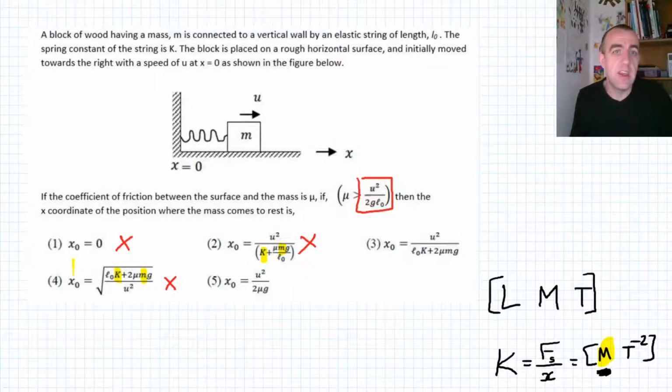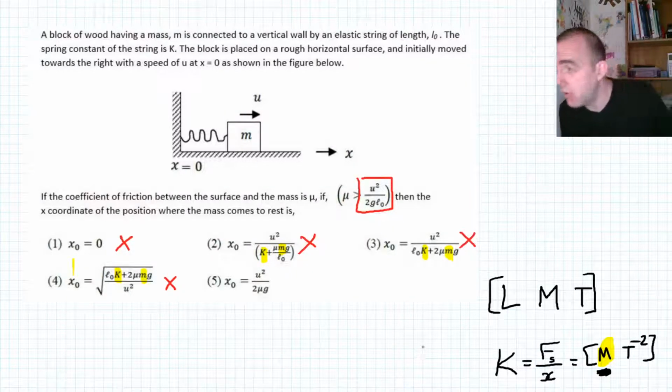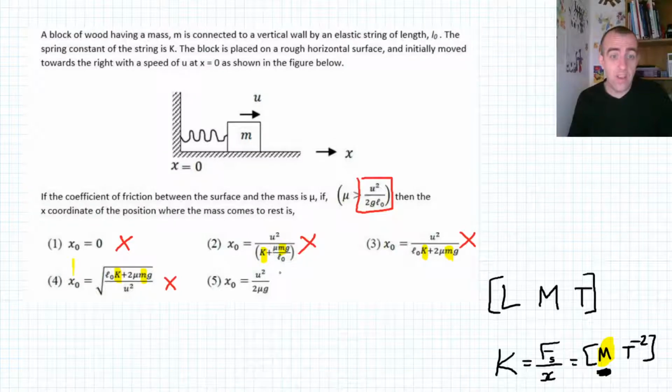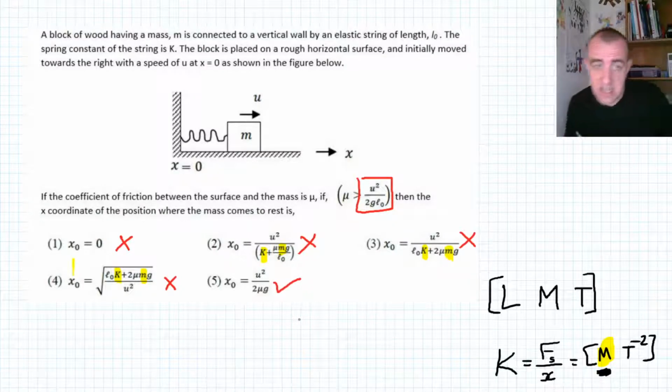Let's look at number 3. Number 3, we've got K, which has got a mass. We've got M, which has got a mass. On the top here is u squared, again, u squared doesn't have anything to do with mass. I've got masses on the right-hand side, no masses on the left-hand side, not possible. And the only one that's left, therefore, and I have checked it, it is dimensionally consistent, is number 5.